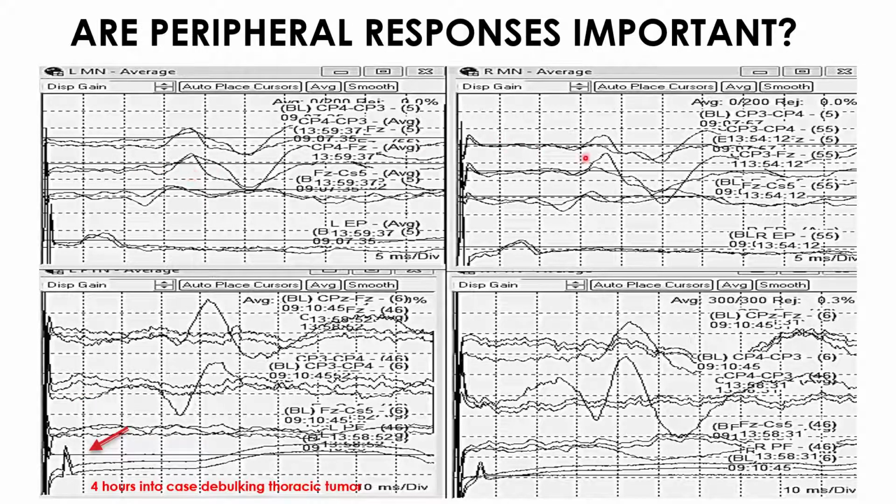Here's the left side, and then here's the right side SSEP, upper, and left side, right side, lower SSEP. This is 4 hours into a case of a thoracic tumor. As you can see in the lower SSEP, there's a bilateral change. The more prominent responses are the baseline, and the ones that are diminished are the most current. Bilaterally, there's a change in the lower SSEP.